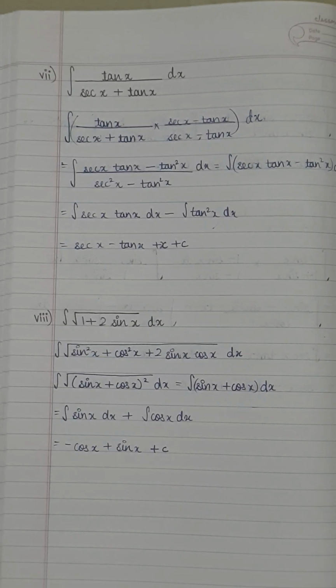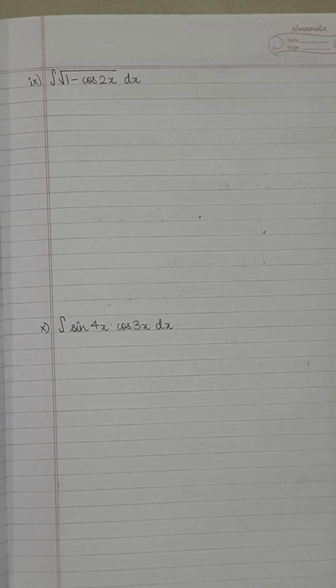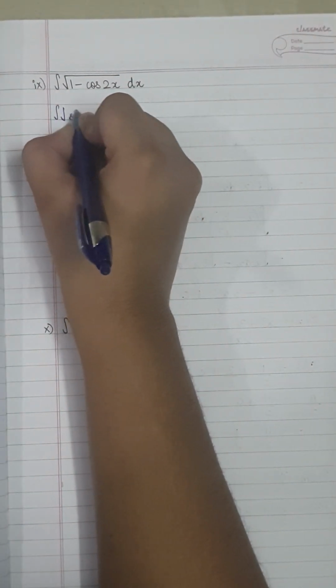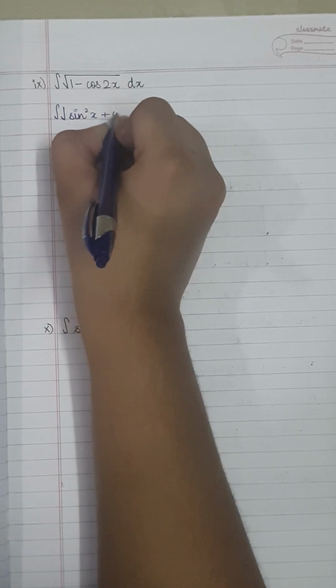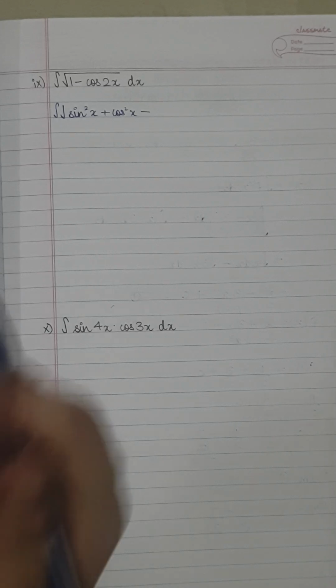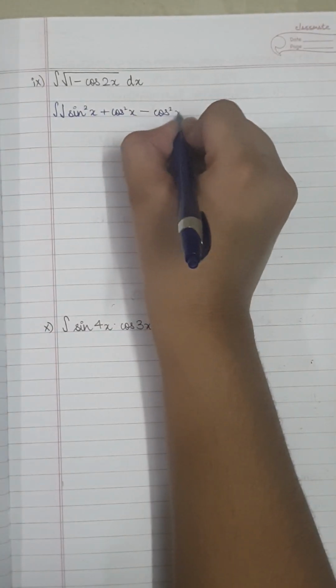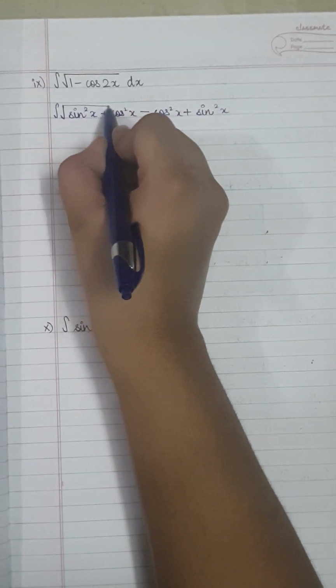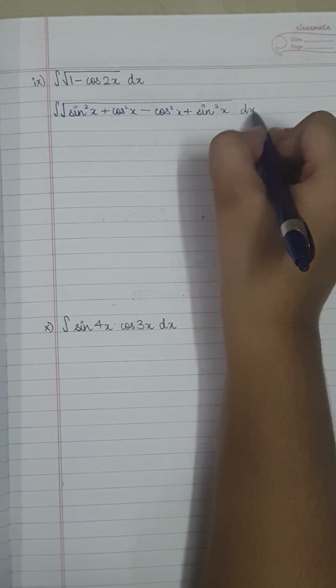Moving on to question number 9. Right. So you have 1 minus under root cos 2x. Okay. Now again, like in the previous question, let's just expand everything, correct? So you have integral of 1 can again be written as sine square x plus cos square x, minus cos 2x, which is cos square x minus sine square x. So we'll write that as minus cos square x plus sine square x, because there's a minus before it. Under root, let's not forget the dx here.